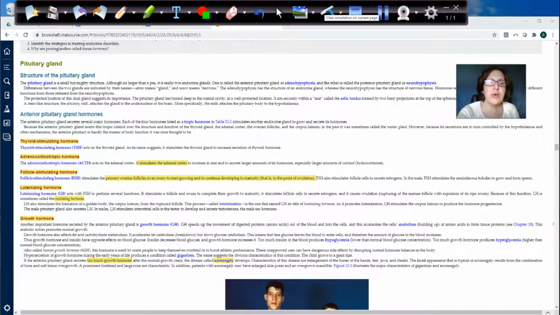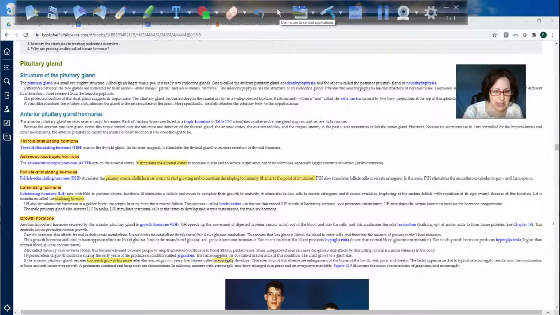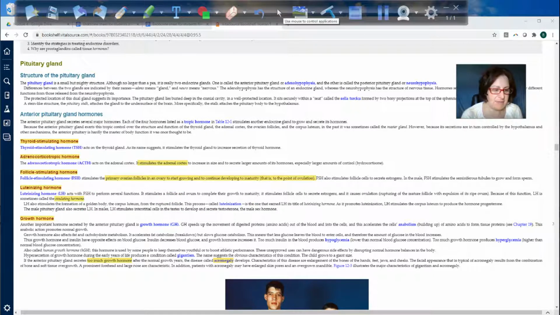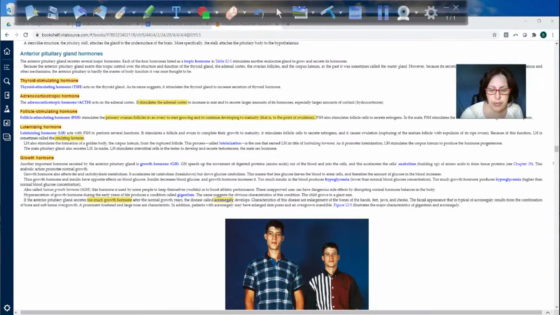The next one is the luteinizing hormone. The luteinizing hormone, again, is stimulating the ovary to grow to maturity. Okay. And so this one is also the ovulating hormone. In a man, it is what develops the testosterone, which is the male sex hormone. So again, it's a hormone stimulator, both male and female. The growth hormone, GH, tells the body to grow, tells the body to develop.